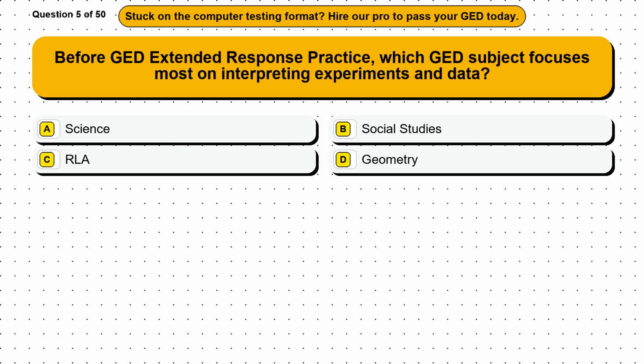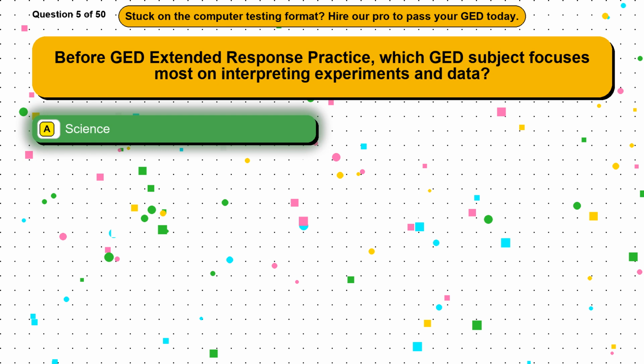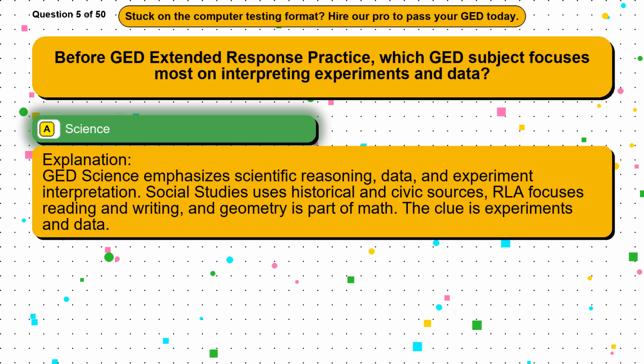Question 5. Before GED Extended Response Practice, which GED subject focuses most on interpreting experiments and data? Option A, science. Option B, social studies. Option C, RLA. Option D, geometry. The correct answer is option A. Science. GED science emphasizes scientific reasoning, data, and experiment interpretation. Social studies uses historical and civic sources, RLA focuses reading and writing, and geometry is part of math. The clue is experiments and data.